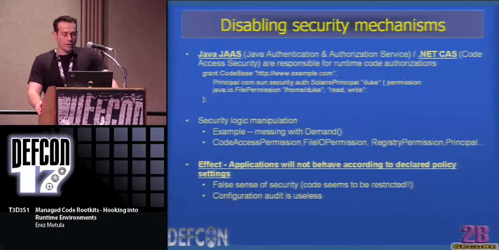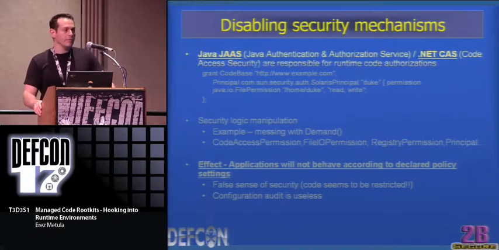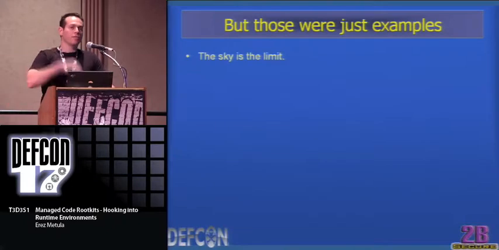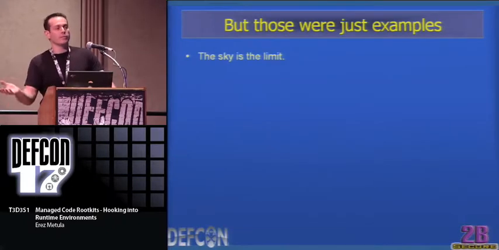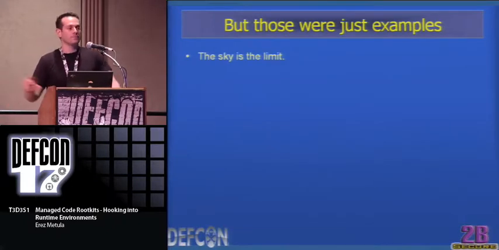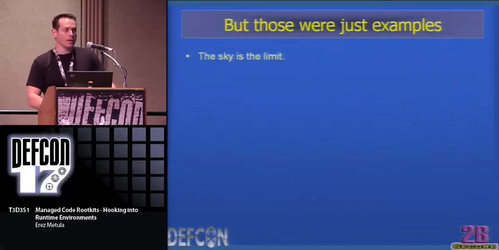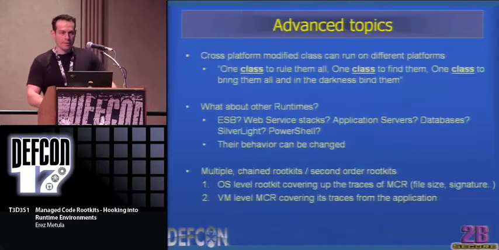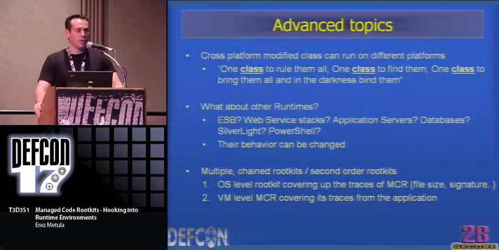And we can also talk about multiple-level rootkits or second-order rootkits, in which we have an OS-level rootkit. So, for example, a kernel-level rootkit hides the presence of the MCR, and the MCR hides the presence of the application. Right? Remember, MCRs are not targeting the OS; they are targeting the application. And the last thing that I want to talk about now is .NET exploits.